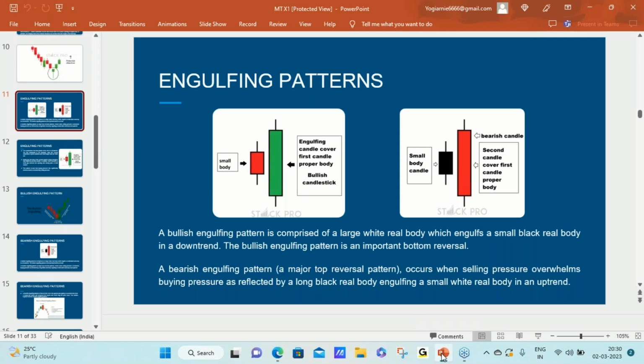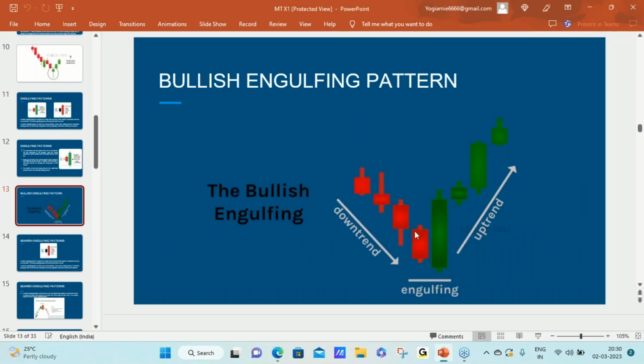Can we go ahead with the bearish engulfing now? Yes, please write down notes for bearish engulfing. Bearish engulfing is a classic example for bearish reversal candlestick pattern. So when it comes to the slide, this is the usual bullish engulfing pattern: there will be a preceding downtrend, engulfing pattern at the bottom of the downtrend. Once high is breached, it will go up.